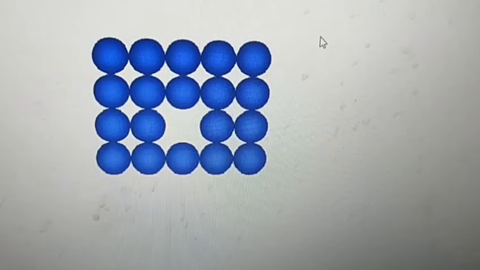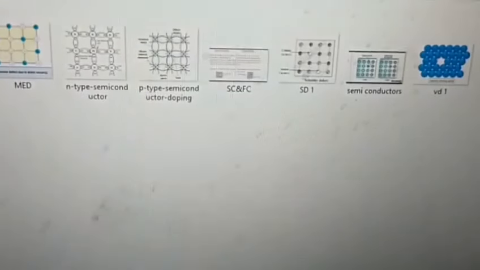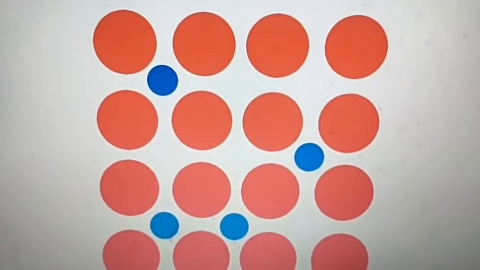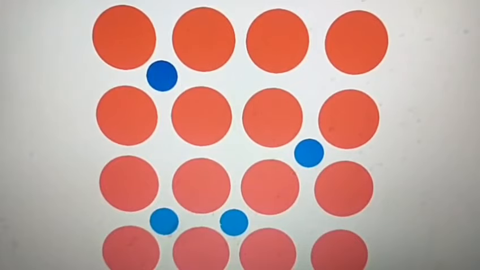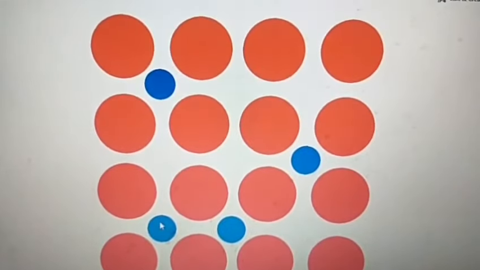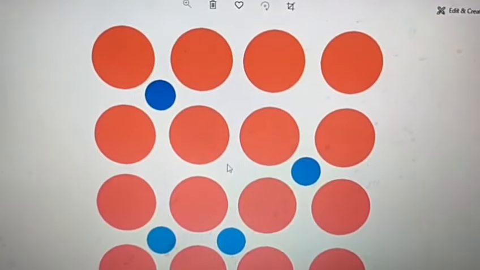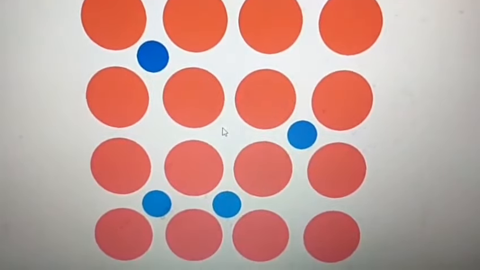Next, interstitial defect. It occurs when some constituent particles occupy the interstitial sites. Now see here, these are the constituent particles, in the general arrangement. But in this general arrangement, what happened? If we observe, these blue color particles are in the interstitial sites. They are displaced from their positions and occupy the interstitial sites. Such a defect is called an interstitial defect.